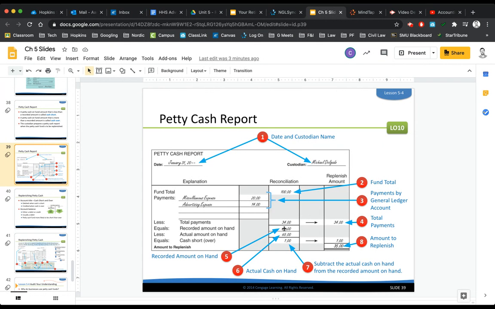Recorded amount on hand. So it says we should still have, of that $100, after we subtract out 34, $66. However, when we count that money, it looks like we only have $65 on hand. So we are short $1, which means that the amount we need to replenish to get back to our $100 for the next month, because we want to keep it at $100 every month, would be 35 actual dollars. And we are going to record this cash short in our journal entry.